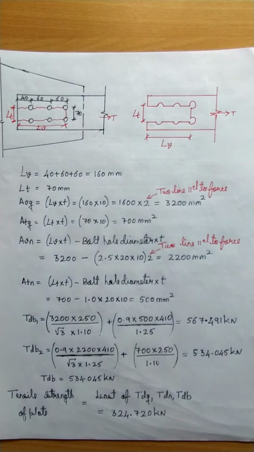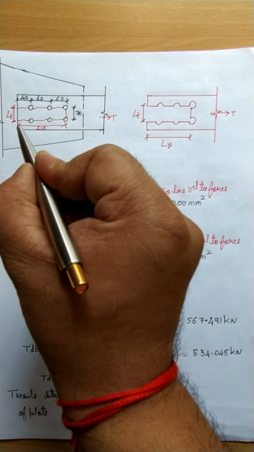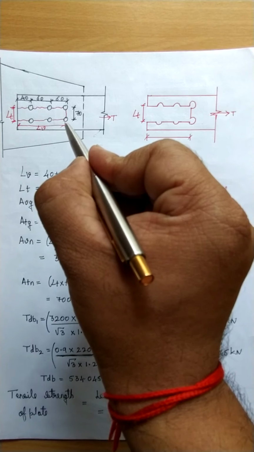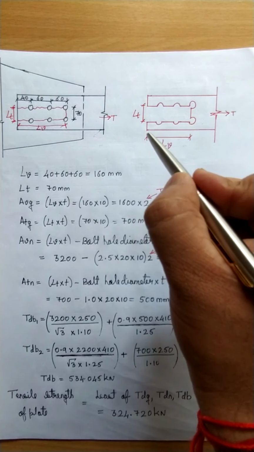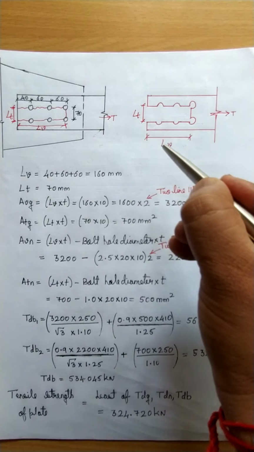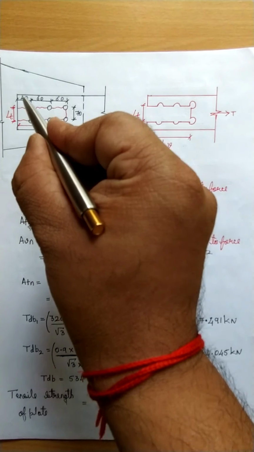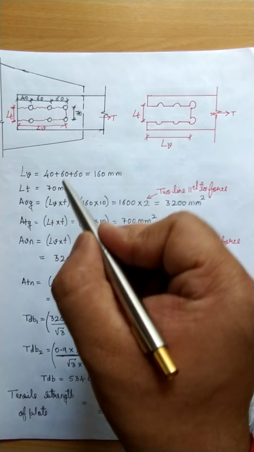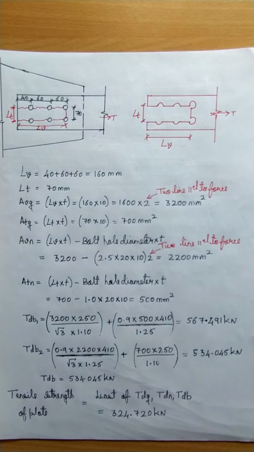So let us find out the distances. So what is Lv? Lv is nothing but the distance from the edge till where the failure has occurred, that is from this end to this end. Because it has failed and this part has gone, that distance is Lv. So how much is it from here to here? That is nothing but edge distance plus 2 pitches. So Lv is equal to 40 plus 60 plus 60, which works out to be 160 mm.